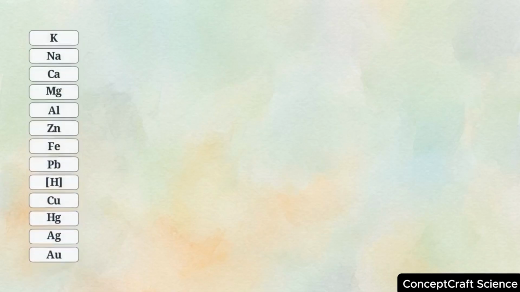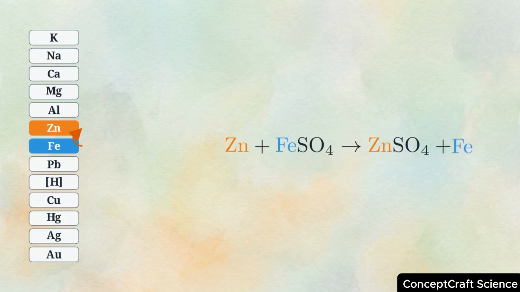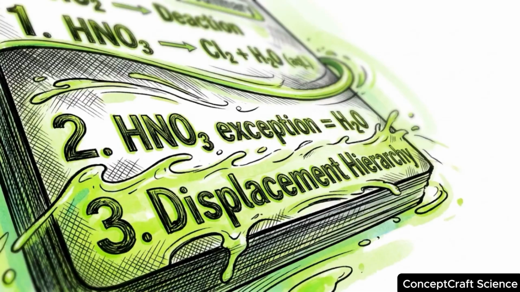Let's check the board. Zinc sits higher than iron on the list, meaning it is more reactive. Because of this, zinc will displace the iron, resulting in zinc sulfate and solid iron. This summarizes the three main rules. Standard metals and acids yield salt and hydrogen gas. Nitric acid produces water instead. In a head-to-head match, the higher metal displaces the lower.